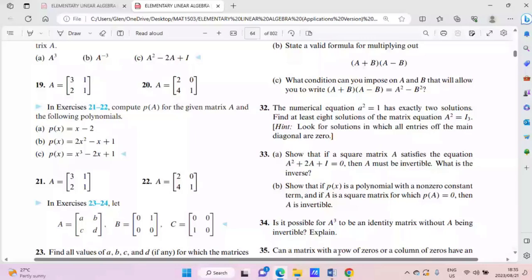It will be CE plus DG for the first entry in the second row. Do we agree? Can you please repeat what you just said, sir? CE plus DG for the first entry in the second row. Then the second entry in the second row, CF plus DH. That's our 2 by 2 matrix.